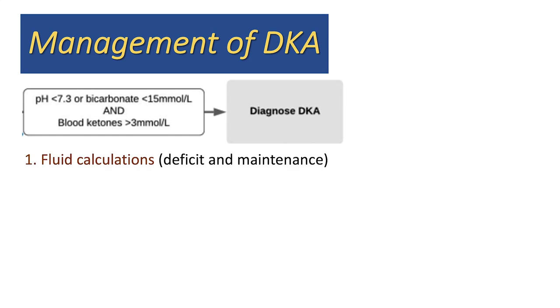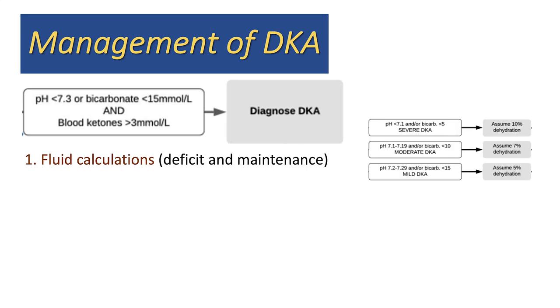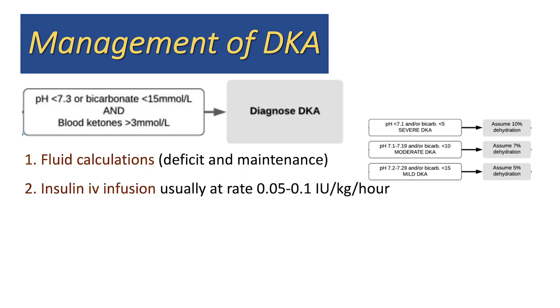In DKA, it's important to do fluid calculations, where you calculate your deficit and maintenance. The deficit is calculated based on the degree of dehydration, which is determined by the severity of DKA, as shown in these boxes. You start insulin as an IV continuous infusion at the usual rates as shown here.